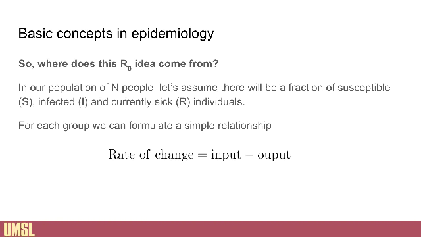here's my input, here's my output. The input is essentially everyone that was a susceptible person becoming an infected person. That's the input into this population. The output are the individuals that are infected, becoming resistant. And finally, our last group of people are these resistant folks.